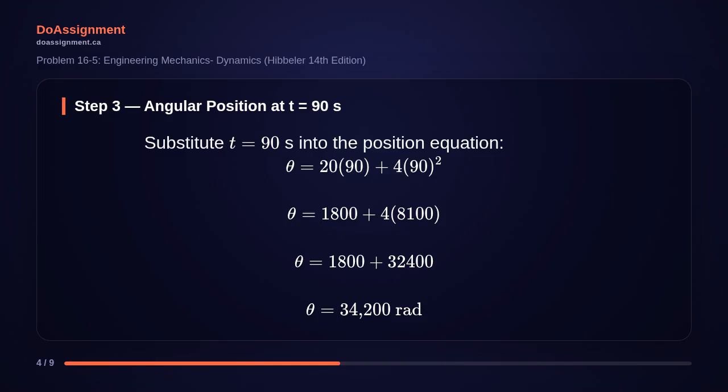Substituting t equals 90 seconds, theta equals 20 times 90 plus 4 times 90 squared, that is 1800 plus 4 times 8100, which equals 1800 plus 32,400, giving theta equals 34,200 radians.